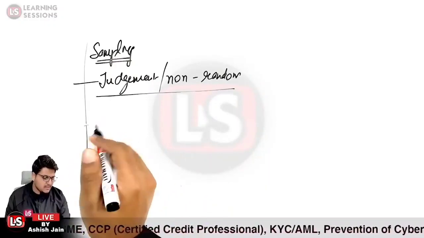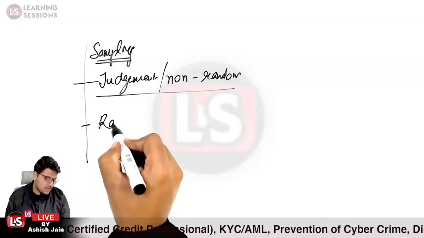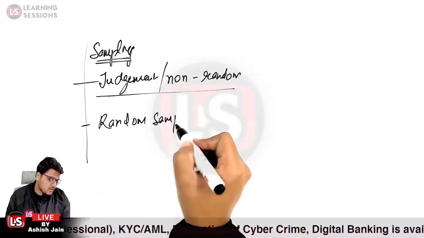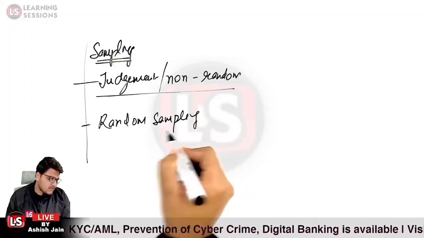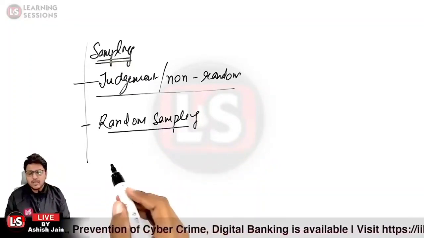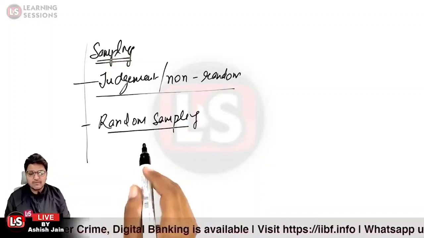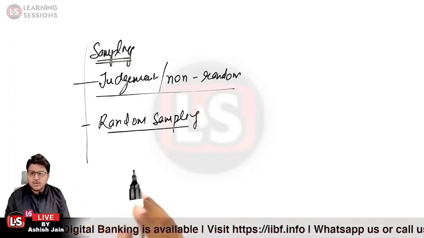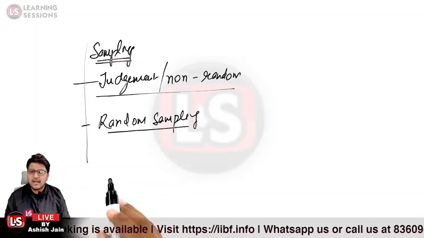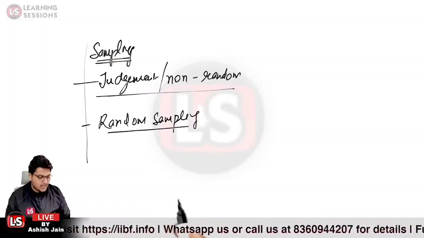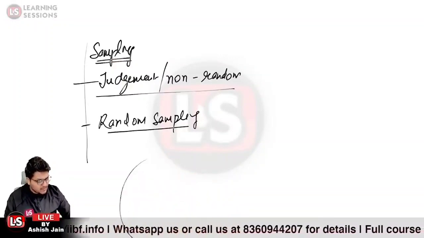And the second one is random sampling, where we'll be selecting the entities on a random basis. In case of random sampling, each and every entity will have an equal chance of getting selected into the sample itself. But in the case of judgment sampling, it will not be the same. Let me make you understand with an example.